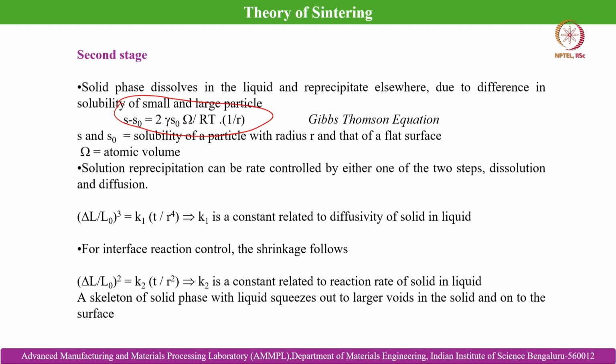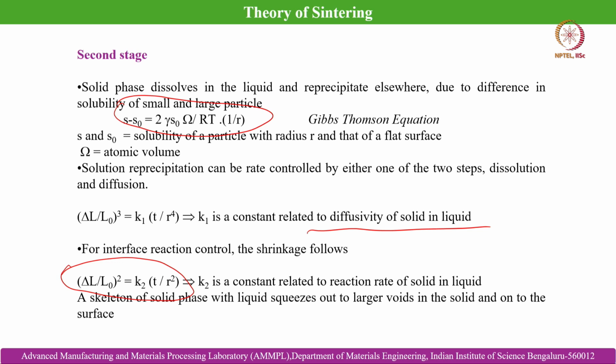Solution reprecipitation can be rate controlled by either one of two steps, that is dissolution and diffusion. So, delta L by L0 cubed is equal to k1 t by r to the power 4, where k1 is the constant related to the diffusivity of solid in the liquid. For interface reaction control, the shrinkage follows this expression, that is the change in linear dimension delta L by L0, the initial dimension, squared, is equal to k2 t by r squared. Here k2 is the constant related to reaction rate of solid in liquid.